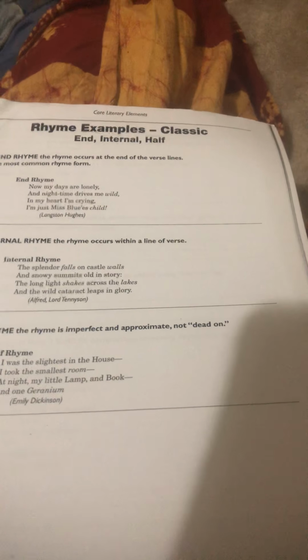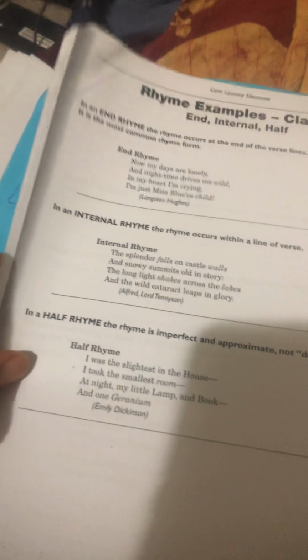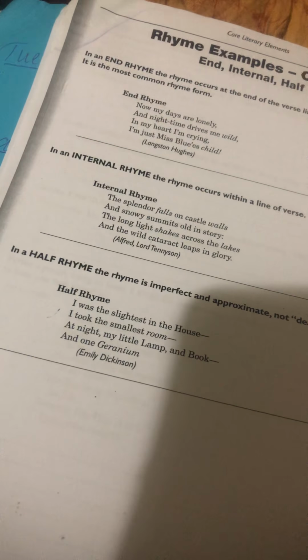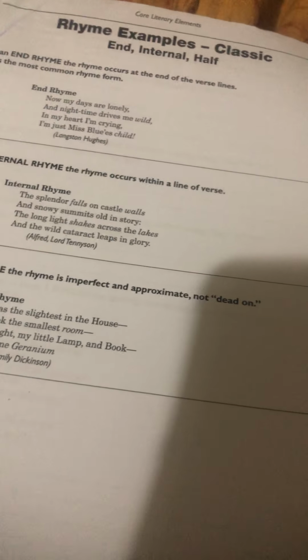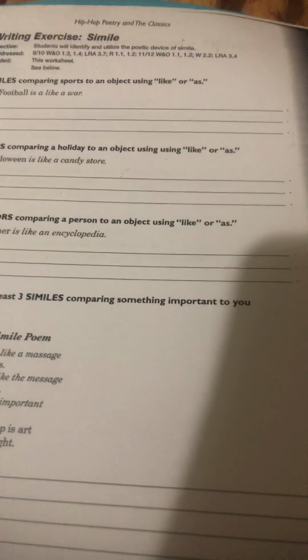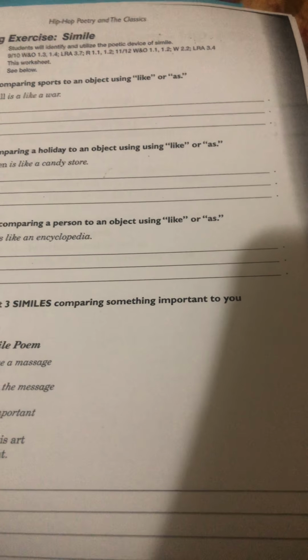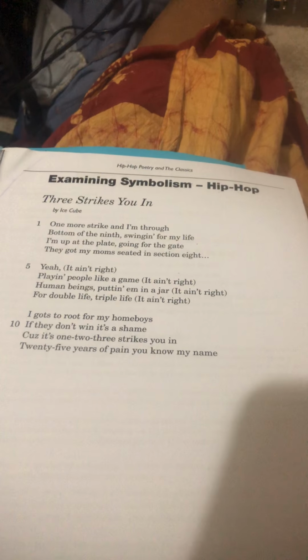Which brings us to our 10th assignment, rhyme examples in classic, end, internal, and half rhyme. So you can go and label the things that you went through already with the different types of rhyme in case you've forgotten. It's a good review. All right. Next, poetry writing, similes, and metaphors. Easy work, straightforward. Examining symbolism. So these are our last two assignments.